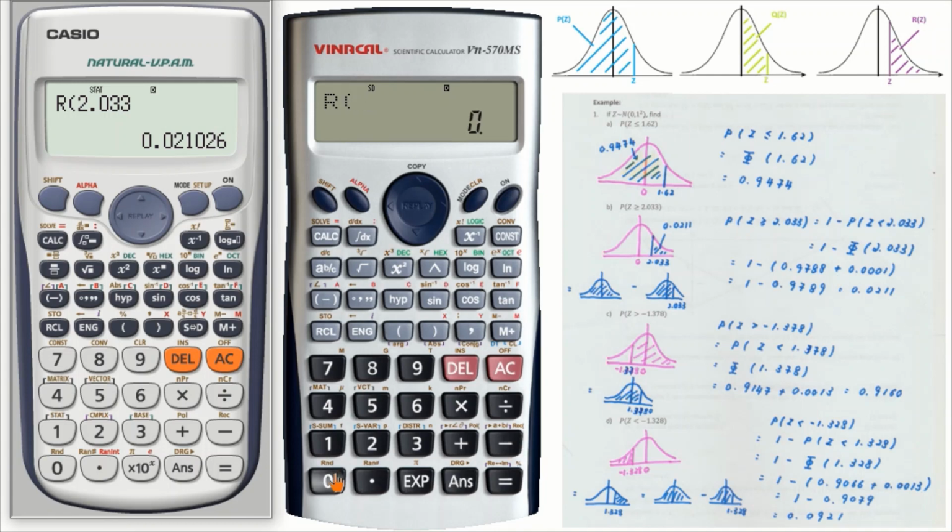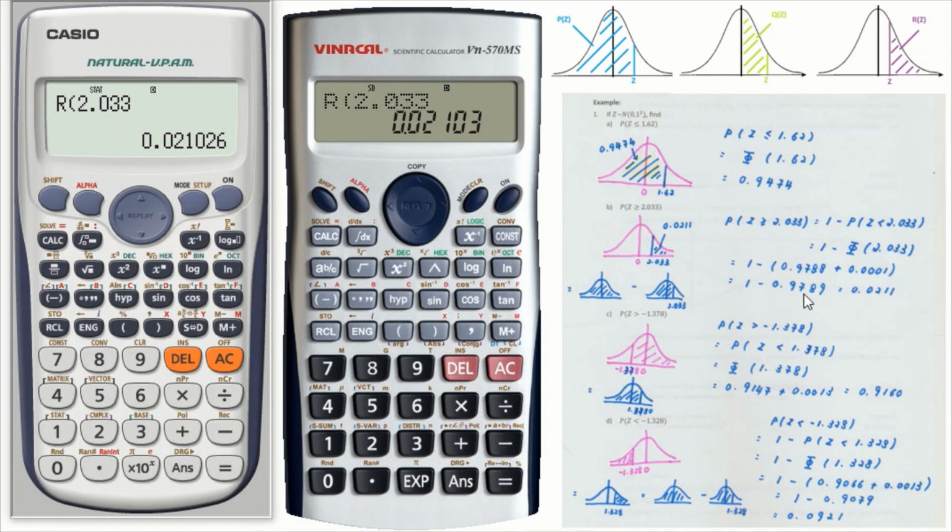Okay, so the same thing here, 2.033. It's still going to give you 2.210. I think it's because of the rounding, we try to round up, so that's why you'll get some different answer because of the rounding.